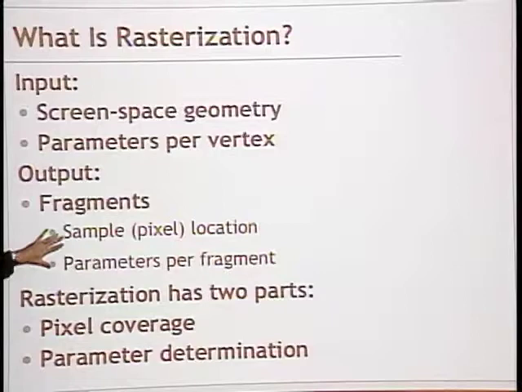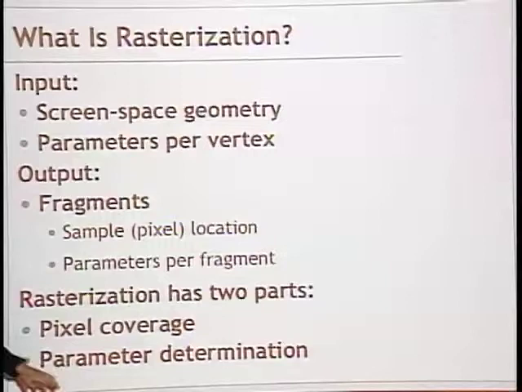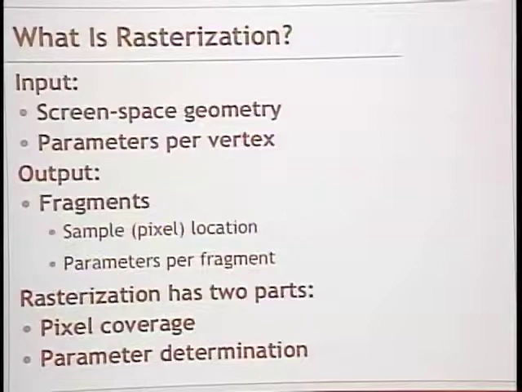So there are two things we want out of these vertices, and we're dividing rasterization into these two parts, and we'll talk about them separately. The first one is which pixels get covered, and the second one is which colors we color those covered pixels. Okay, so what's a fragment? A fragment is going to have a pixel location and then parameters that have to do with whatever we happen to pass in.